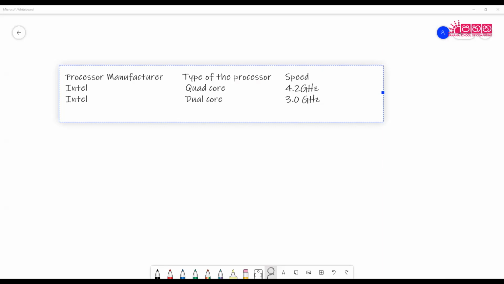So what we had was an Intel Atom processor. For the manufacturer, you can just say Intel. It's an Atom processor. And then the type of the processor is quad core, right? And then the speed was 1.86 gigahertz. Right. I will give you one more.